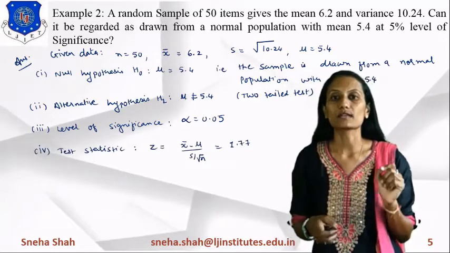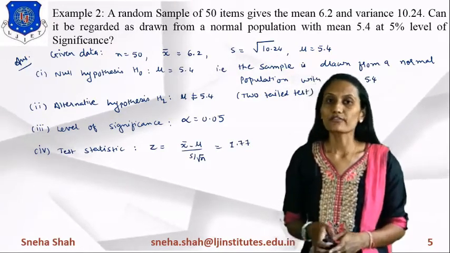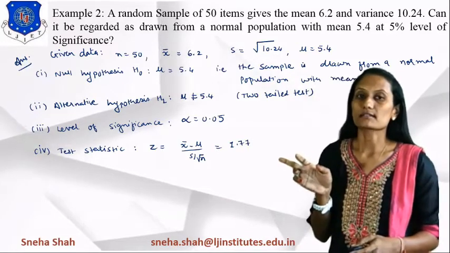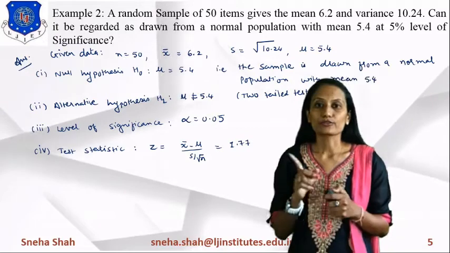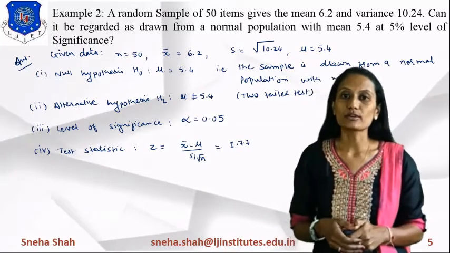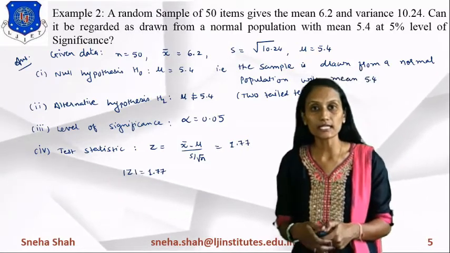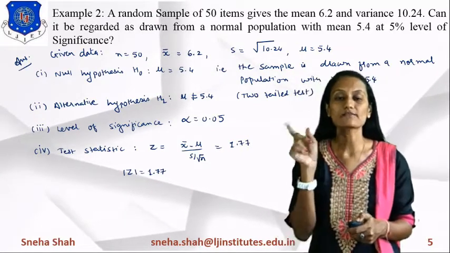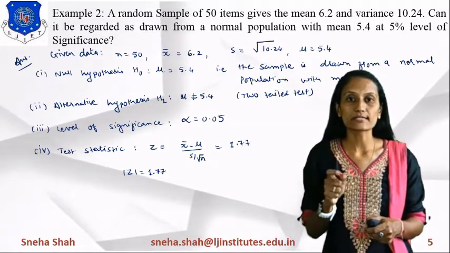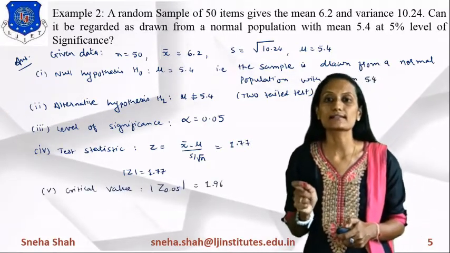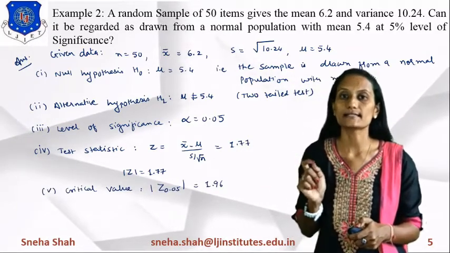Its value is equal to x bar minus mu upon s upon under root n. If we put all these values in this equation and solve, the answer is 1.77. So from this we find that the value of mod z equals 1.77. Now we will find the critical value of z at this level of significance. So we are finding the value of z at 0.05. Its value is z 0.05, which is 1.96 from the z table.